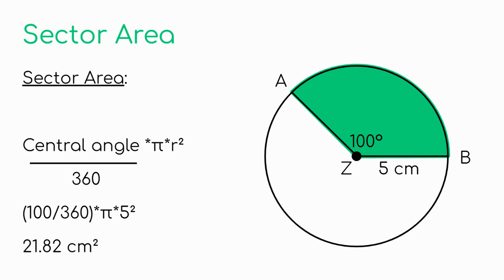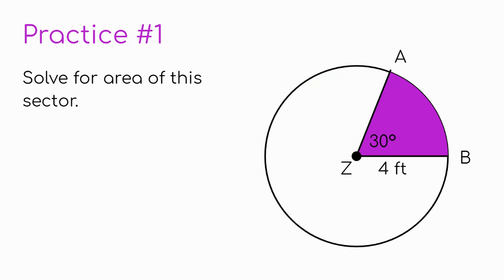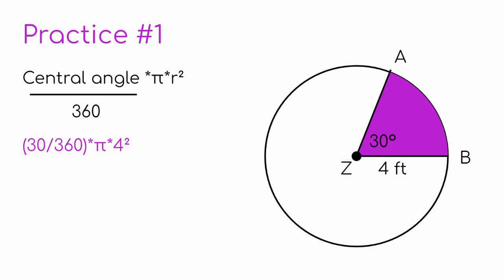We're going to go through a couple of problems. Go ahead and pause the video and try to solve for the area of this sector. Remember, our first step is always writing down our formula and then plugging in what we know. So we have central angle divided by 360 times pi times r squared. Our central angle is 30 and our radius is 4, so I plugged those in. Then you just plug it into your calculator: 30 divided by 360 times pi times 4 squared. I got 4.19 feet squared.